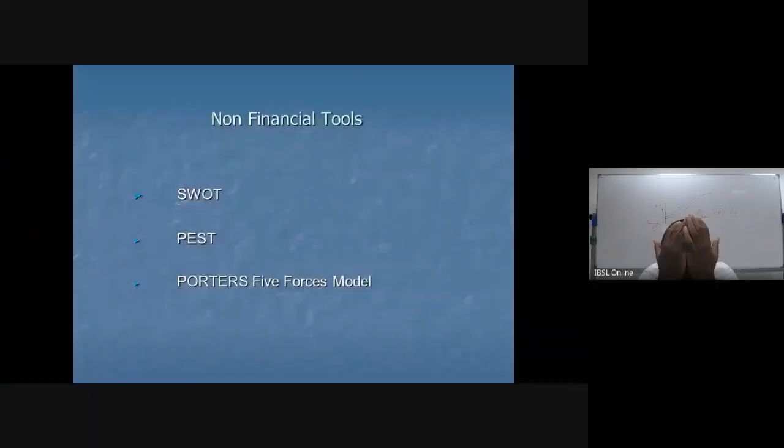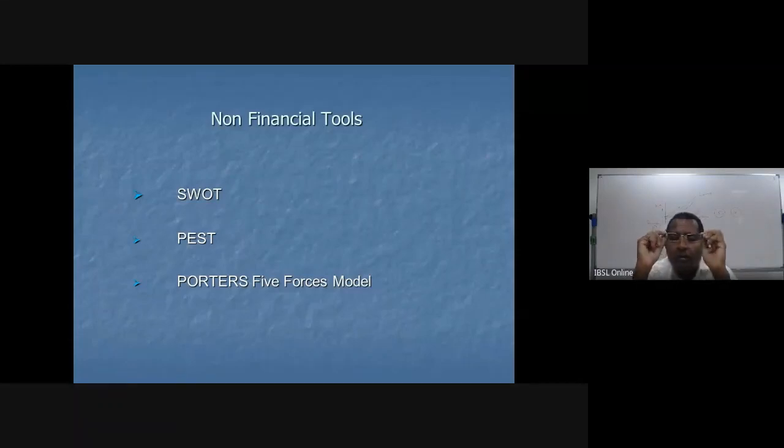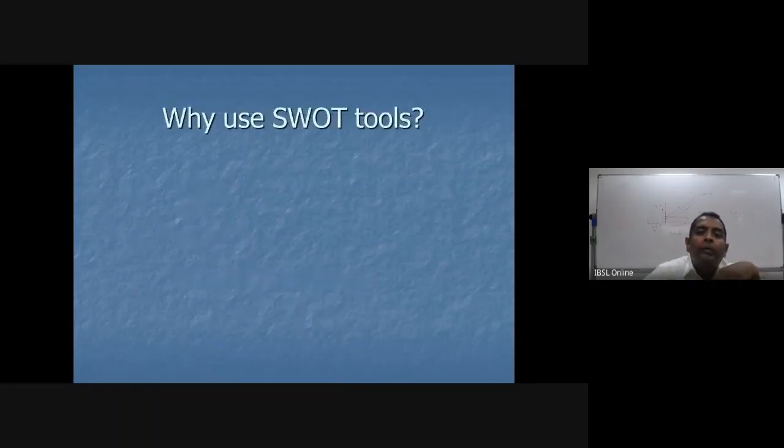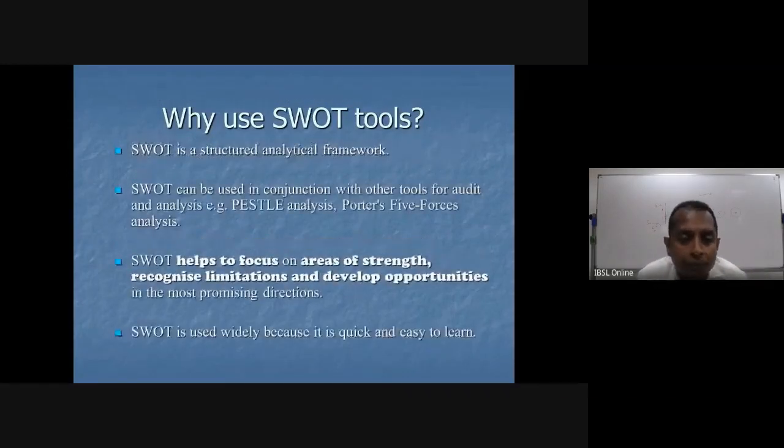Then non-financial tool, SWOT analysis. SWOT, all of you know that. Strengths, weaknesses, opportunities, and threats. That is a very micro analysis. This looks purely at the perspective of the company. Right? So it is a micro analysis of the business. So we have strengths, weaknesses, opportunities, and threats.